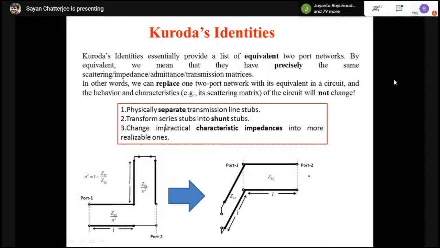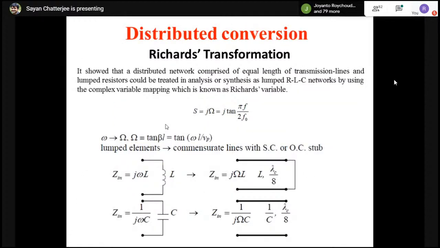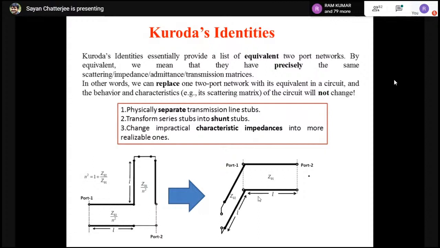If you see in the filter design, these lines are basically a lambda by 8 short circuited line or a lambda by 8 open circuited line. But if you have to connect these two points, you need certain lines here also. It means you are adding certain transmission lines. So the question automatically comes: if I add an extra transmission line, is that extra transmission line affecting my filter response? Second, is there any way out where we can transform our series stubs to shunt stubs? And sometimes it happens that characteristic impedance matching is not very feasible when there are multiple types of stubs. If you have identical types of stubs, then it is easier.